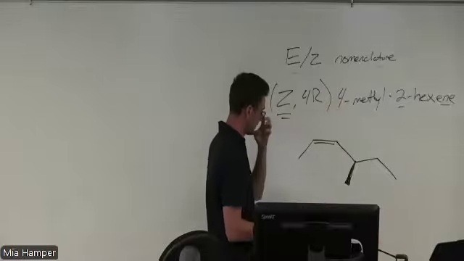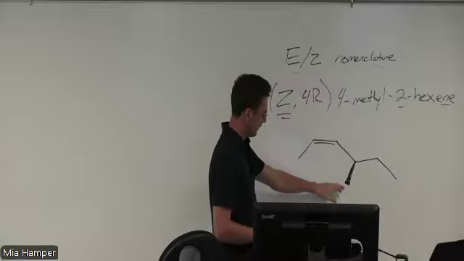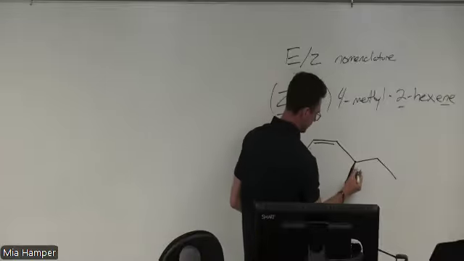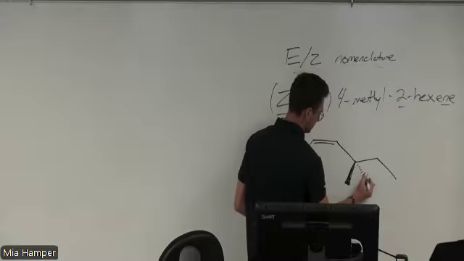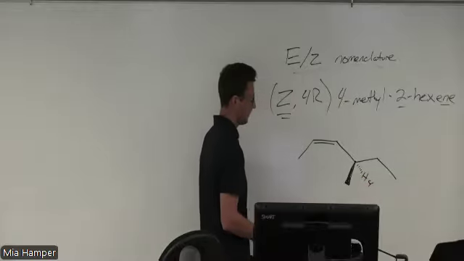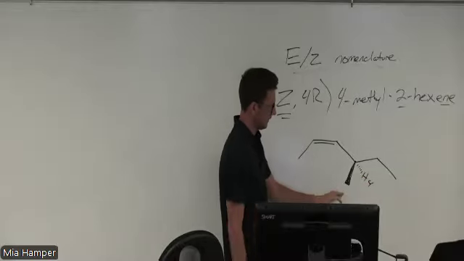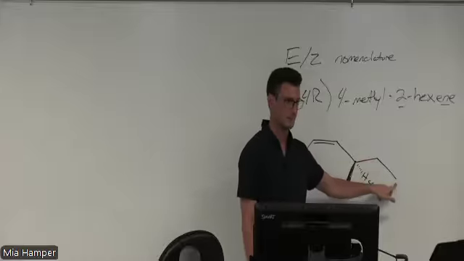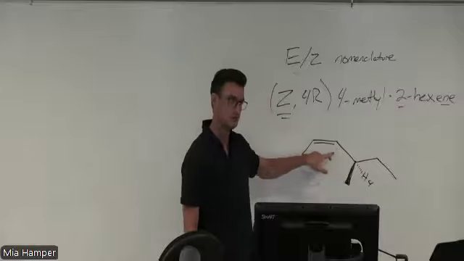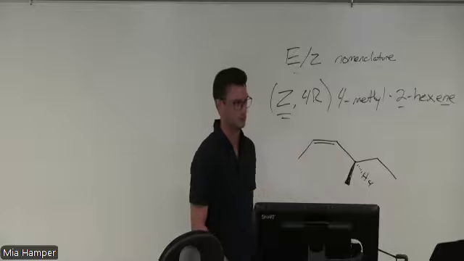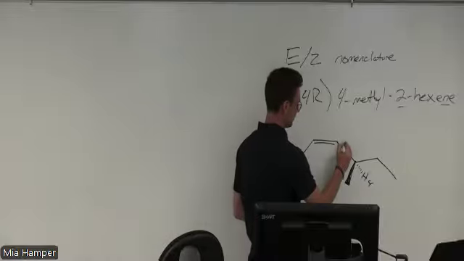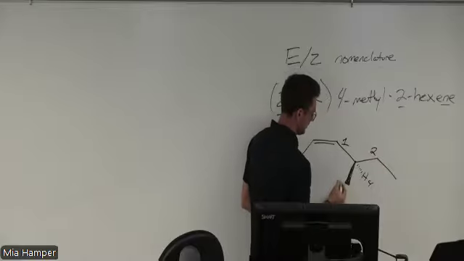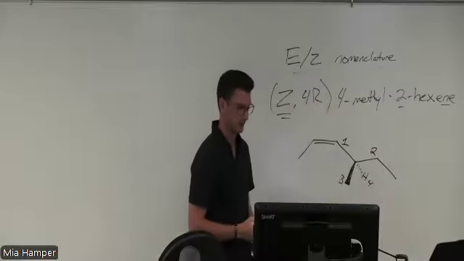Now let's assign priority. Here we have the carbon, carbon, carbon, and our implied hydrogen is going to be 4. We have a carbon attached to 3 hydrogens compared to a carbon attached to a carbon, and a carbon double bonded to another carbon. That double bond is going to win out. So this is going to be 1. This is going to be 2. This is going to be 3.